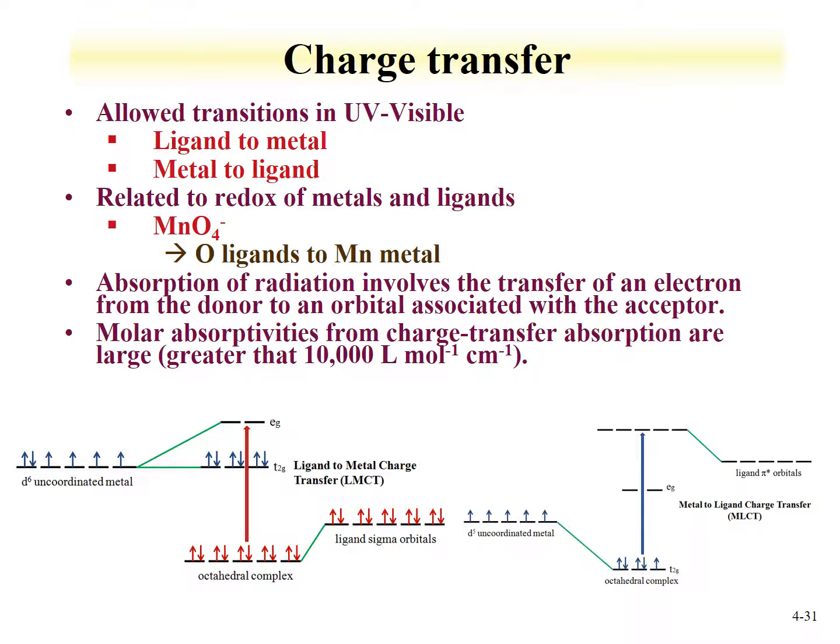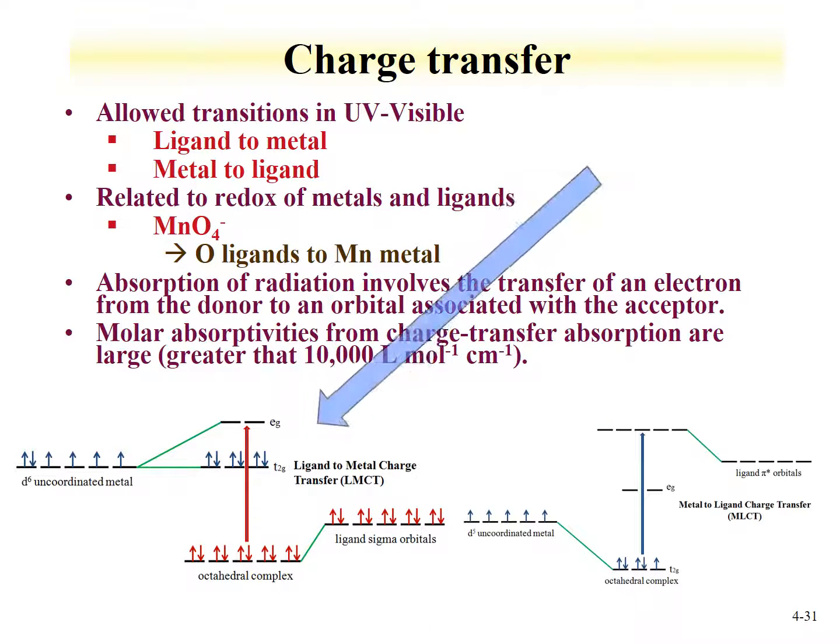Charge transfer bands can also be observed in the UV visible spectra. These tend to have very large molar absorptivities, so they can be dominant peaks. And the charge transfer bands can be divided into two. You can have a ligand to metal charge transfer band. An example here are electrons, which are ligand in nature, being promoted to an orbital which is primarily metallic in nature, so we have a ligand to metal charge transfer band.